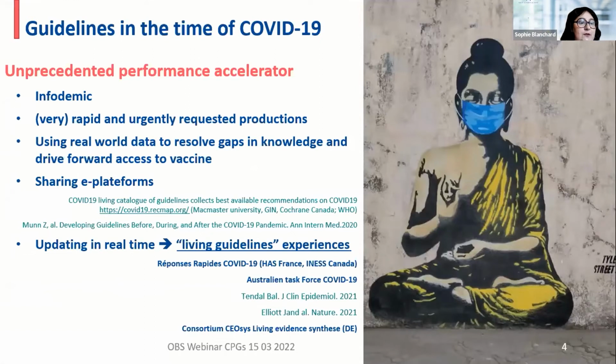The pandemic was also a huge challenge to produce up-to-date, rapid, and trustworthy guidelines to ensure guidance for health decisions. Facing such a global crisis, guideline developers had to adopt new methodology, especially in managing the pandemic, in using real-world data, in sharing recommendations on digital platforms, and also in developing living evidence-based guidelines.